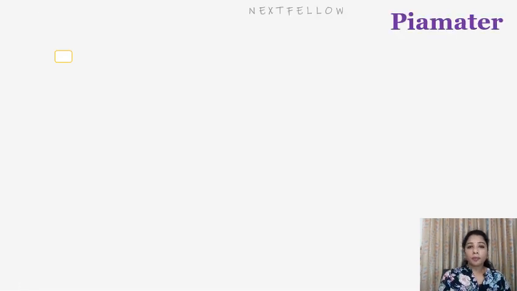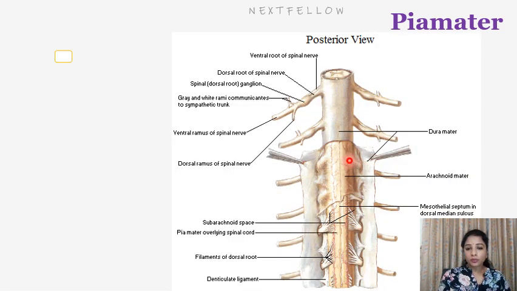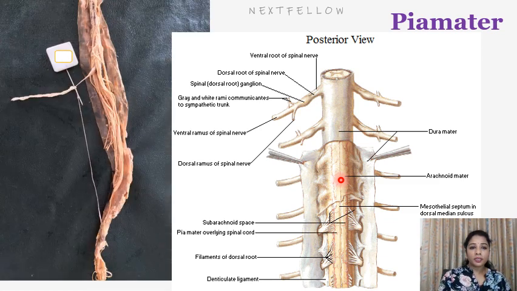Next, about the pia mater. Pia mater is the innermost layer, intimately attached to the spinal cord. It is a thin and highly vascular membrane closely investing the spinal cord, and it continues below as the filum terminale. Here we can see a specimen of the lower end, the conus medullaris, and this thin thread which is tied here is the filum terminale.